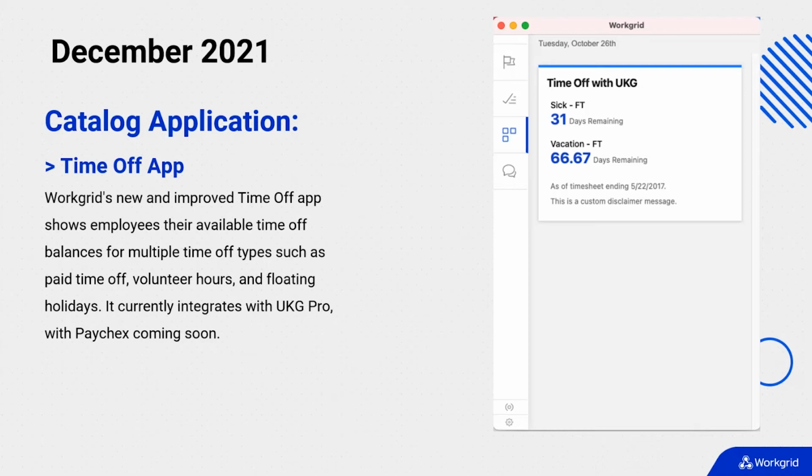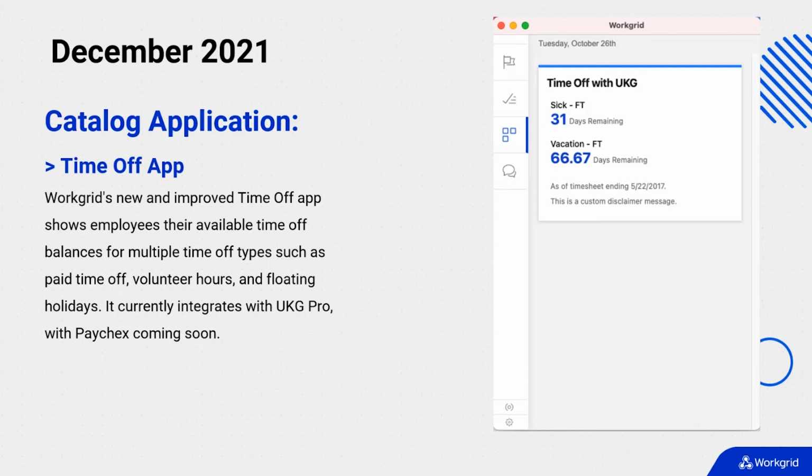Additionally, the user sees the end date of the timesheet to which the remaining time had been calculated, accrued, and used, as well as a disclaimer which can be customized within the console. The Time Off app currently integrates with UKG Pro, with paychecks coming soon.